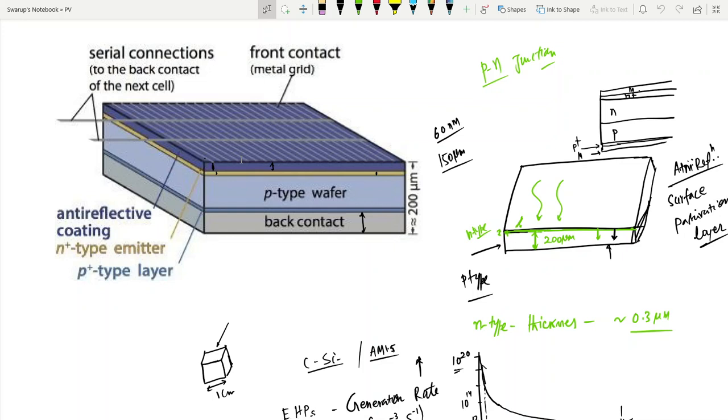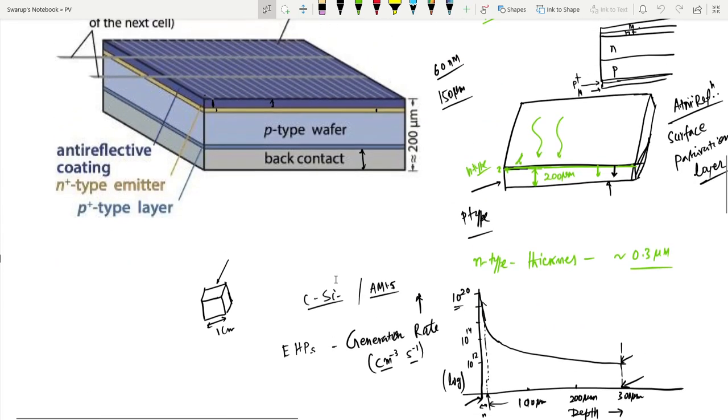Okay. Now there is one problem. If you dope with N plus or very heavily N type, let me explain why we cannot dope N plus throughout the N layer. Why are we doping only just below the metal? That concept we can easily understand if I draw one schematic here.